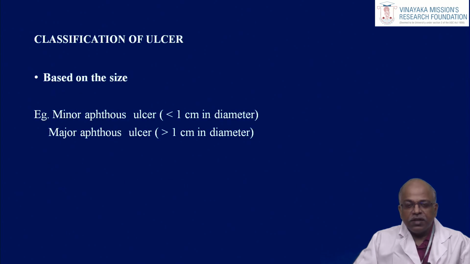Based on the size, there are different types of ulcers such as minor aphthous ulcers and major aphthous ulcers. Minor aphthous ulcers are less than 1 centimeter in diameter. Major aphthous ulcers are more than 1 centimeter in diameter.